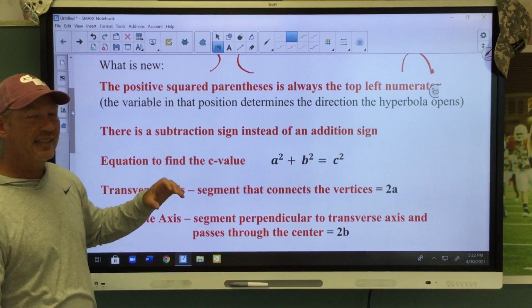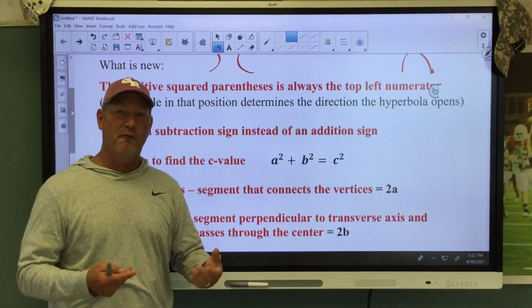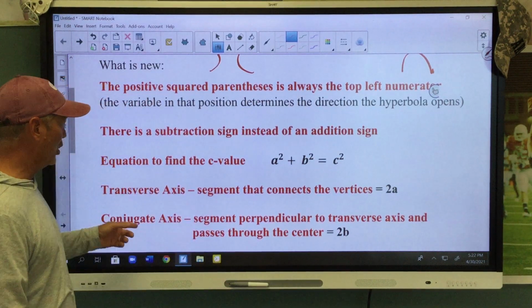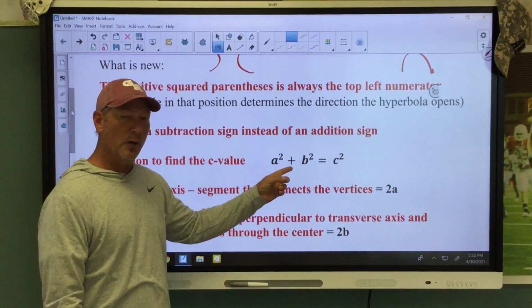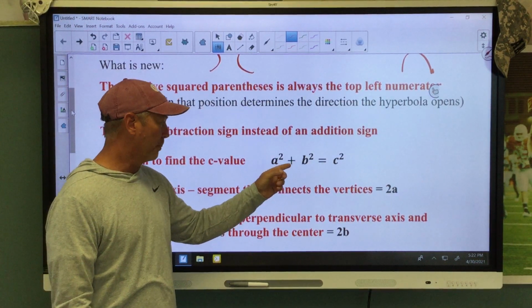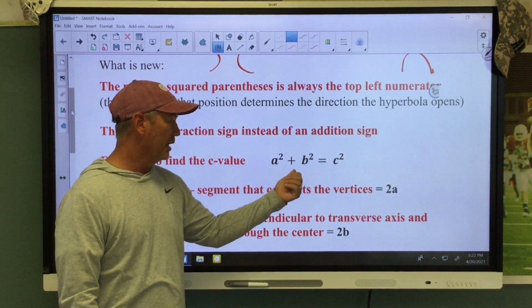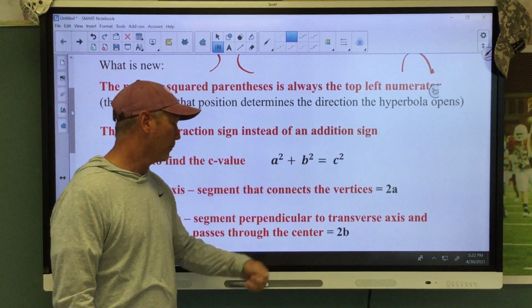Here's another thing. We're going to need to find the c value to help us find the foci. So we have a different equation now. The equation to find the c value is a squared plus b squared equals c squared. The ellipse had a minus sign.